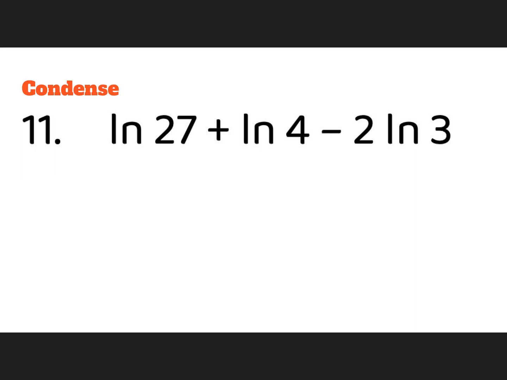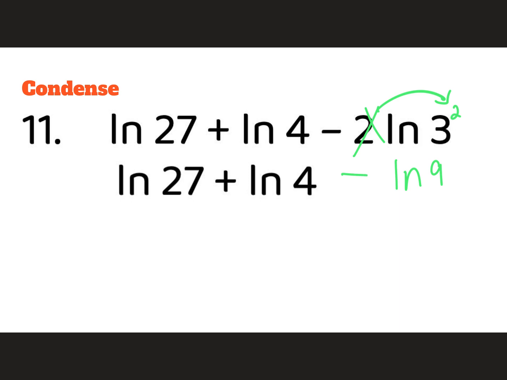Okay, now we've got one with the natural log, so the base is e on all of these. And so I'm going to be able to combine this all into one. I'd start by moving that 2 up here to make this 3 squared, and 3 squared is 9. So this would be the ln of 9 right here. So first part would still be the same. So now I have addition and then subtraction. So I'm going to write this as 1 ln. The argument would be 27 times 4 divided by 9. And I think we can clean that up.